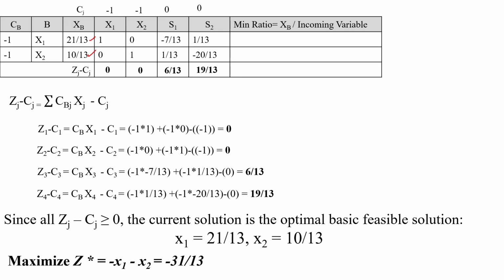But the original objective function is minimize z = x1 plus x2. So we have to multiply with minus 1. Then the optimal solution of the original objective function, minimize z = x1 plus x2, will become 21 by 13 plus 10 by 13. It is 31 by 13. So this is the basic feasible solution. So thank you.